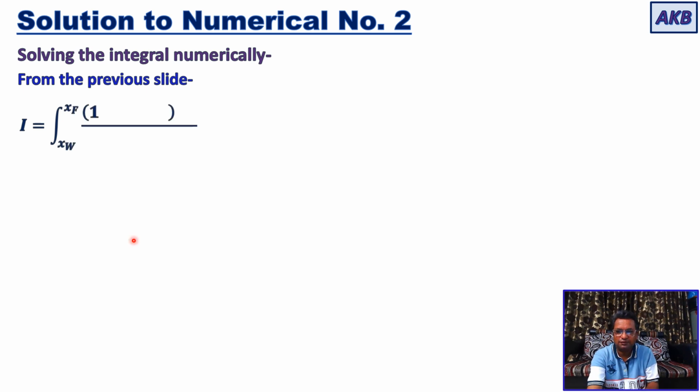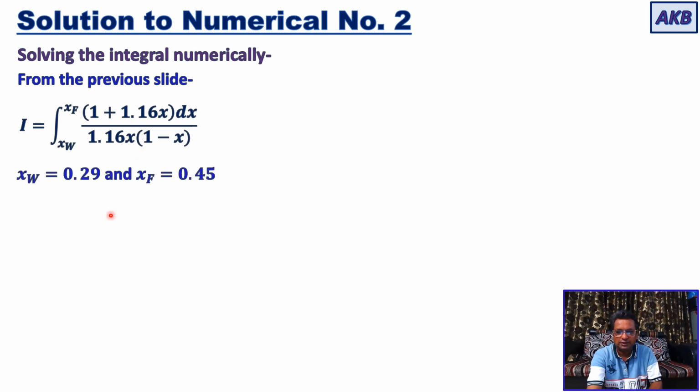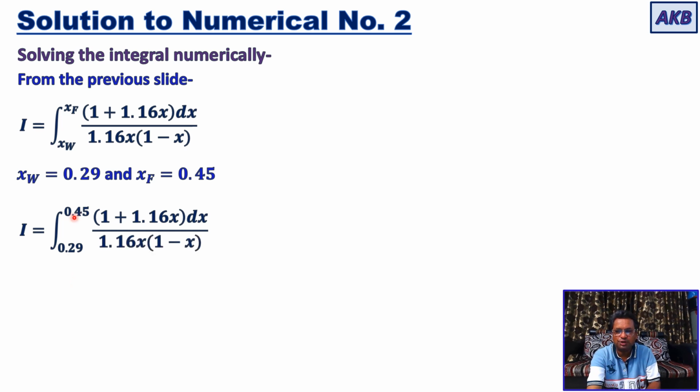So we have this equation: integration from xw to xf of 1 plus 1.16x dx divided by 1.16x into 1 minus x. Now the limits are xw is 0.29 and xf is 0.45. That is, the lower limit is 0.29 and the upper limit is 0.45. So it is the integration from 0.29 to 0.45 of 1 plus 1.16x dx divided by 1.16x into 1 minus x.